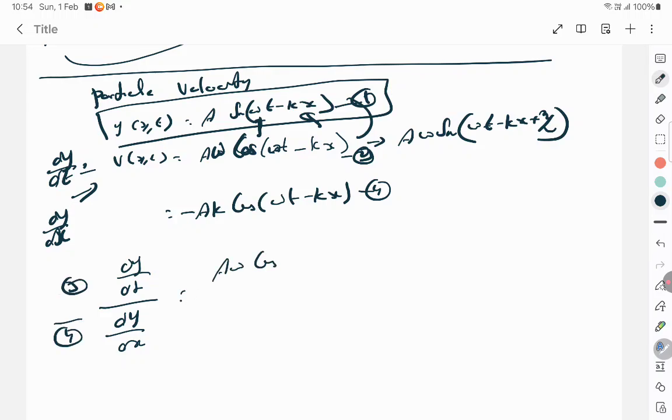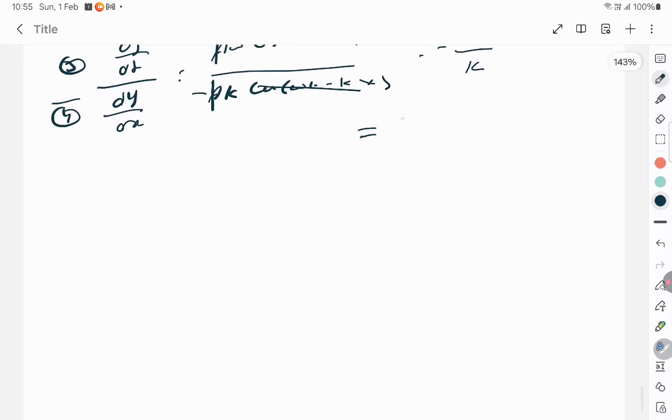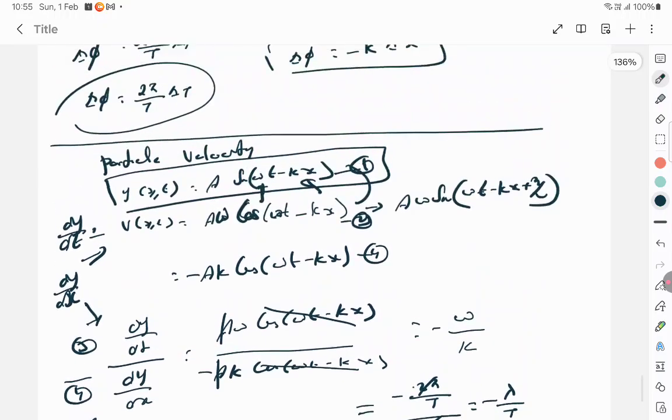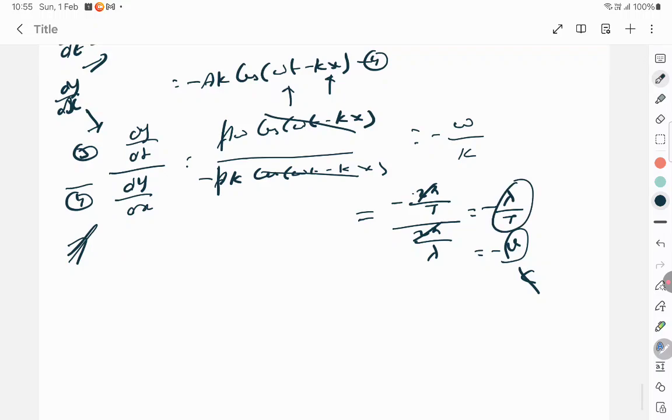You get Aω cos(ωt − kx) by −Ak cos(ωt − kx). Can you see A and A get cancelled? The cos and cos get cancelled, and it becomes −ω/k. Omega itself is 2π/T, and k itself is 2π/λ. The 2π get cancelled, you get −λ/T, which is nothing but the velocity of the wave. Thus you took the particle's velocity with respect to time and with respect to x and divided, and you get the ratio to be the velocity of the wave itself. And you know the particle's velocity does change with time and position, but the wave velocity is a constant. Okay, so that's about it.